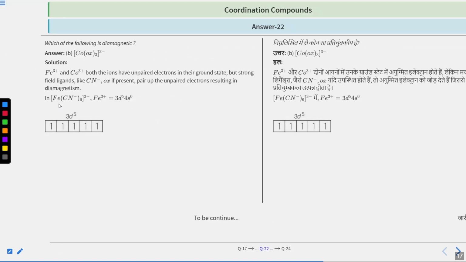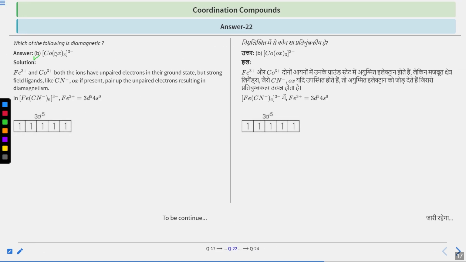Okay, let's see. So the correct answer is option B, that is cobalt oxalate whole thrice 3 negative. We have to tell which is diamagnetic. Fe3 positive and cobalt 3 positive, both the ions have unpaired electrons in their ground state. But strong field ligands like CN negative and oxalate, if present, pair up the unpaired electrons, resulting in diamagnetism.